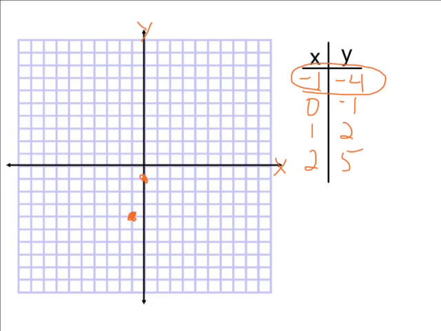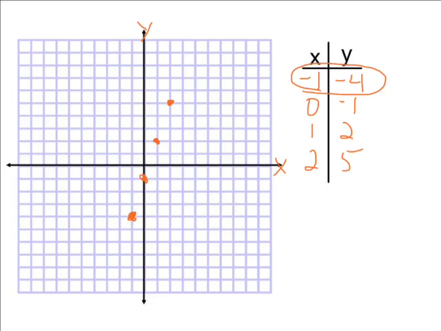Our next ordered pair is (1, 2), so we start at (0, 0). We go to the right 1 for the x, and we go up 2 for the y. There's our third point, and finally we have (2, 5). So we go to the right 2, and we go up 1, 2, 3, 4, 5, which is here.